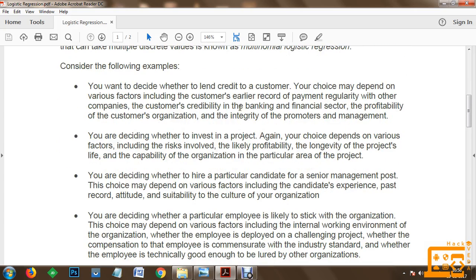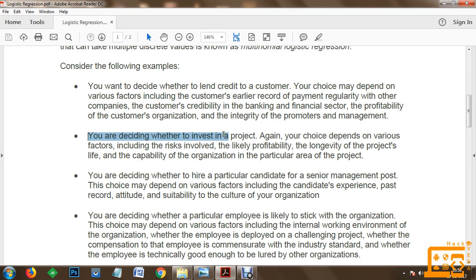Let's say you want to decide whether to lend credit to a customer. Your choice may depend on various factors including the customer's earlier record of payment regularity with other companies, the customer's credibility in the banking and financial sector, the profitability of the customer's organization, and the integrity of the promoters and management. These may be some of the factors in order to lend credit to a customer.